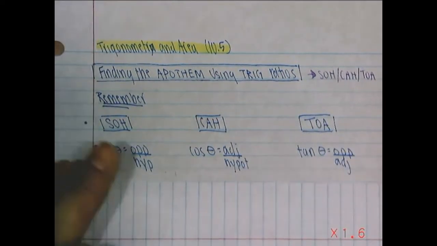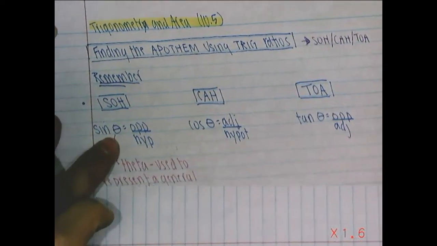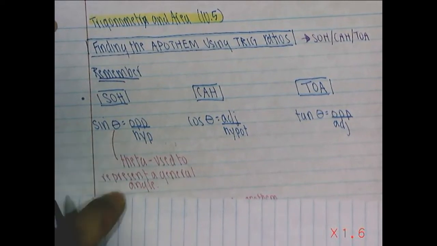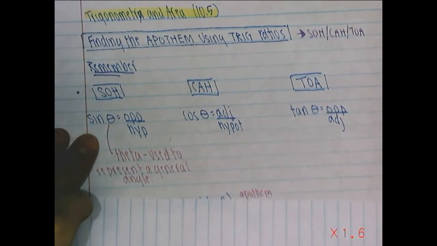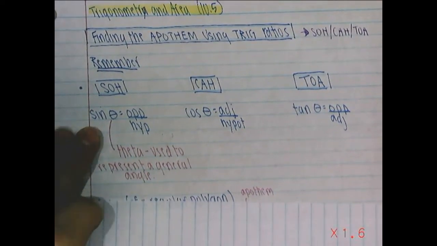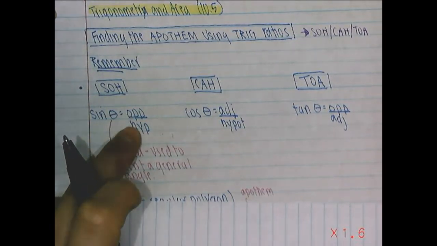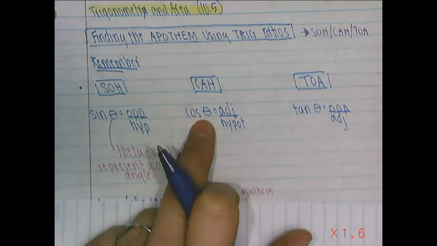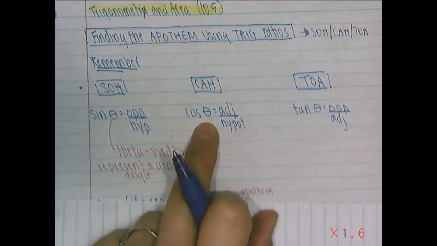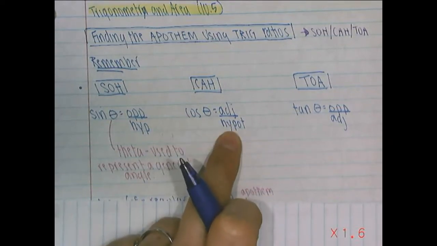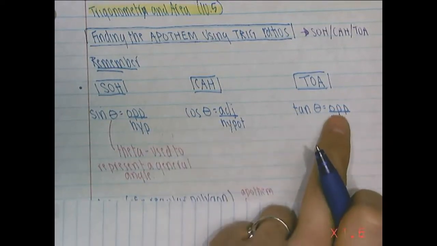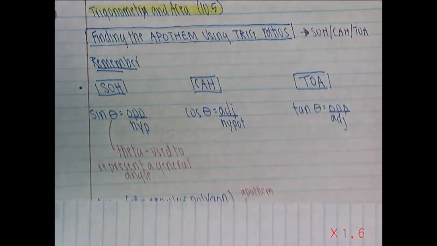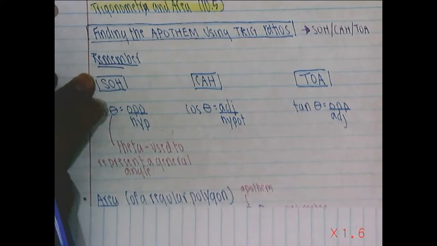Sine of whatever angle, this symbol is theta, it's used to represent a general angle, so whatever angle we might be talking about, equals your opposite over your hypotenuse. Cosine of theta equals your adjacent over your hypotenuse. And tangent of theta equals your opposite over your adjacent. Alright, just a little recap.